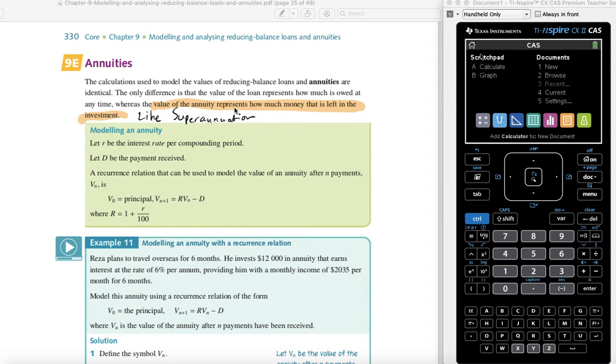All right, so it's going to show you get a lump sum of money, and if you're going to take that money out over time, how much is going to be left. So this is how we model it. It's exactly the same as the reducing balance loan, where the V0 is the principal, the initial value, and then the next term is the rate times the previous minus the payment that you're taking out, or the payment received in this case.